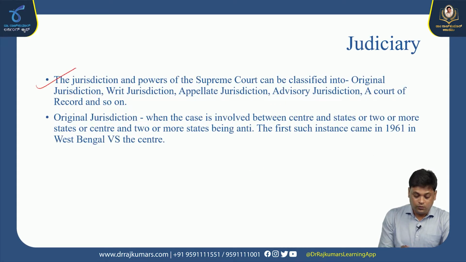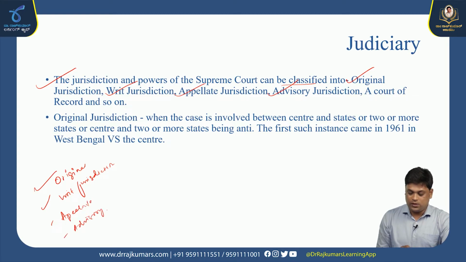So the jurisdiction and powers of the Supreme Court can be classified into original jurisdiction, writ jurisdiction, appellate jurisdiction, advisory jurisdiction, a court of record and so on. Make sure you note original jurisdiction. Next one is writ jurisdiction. Next are appellate and advisory. These are all the jurisdiction and powers of the Supreme Court.